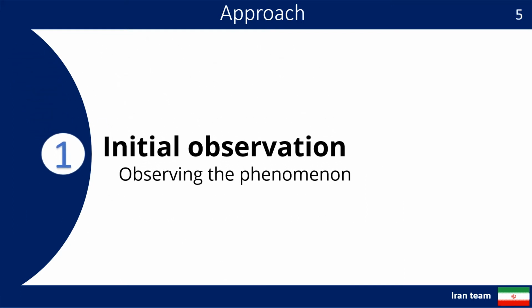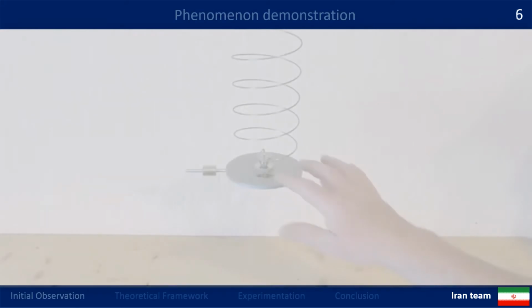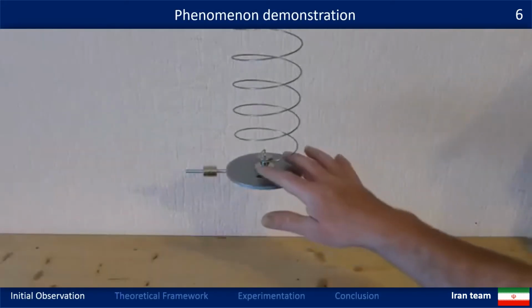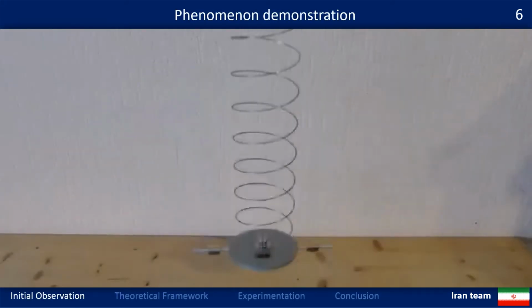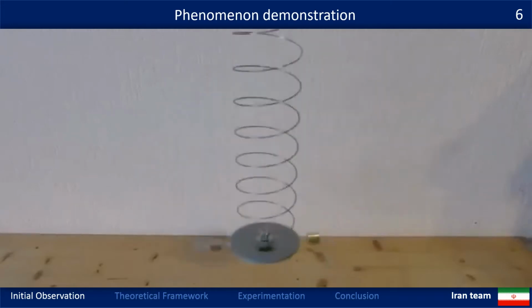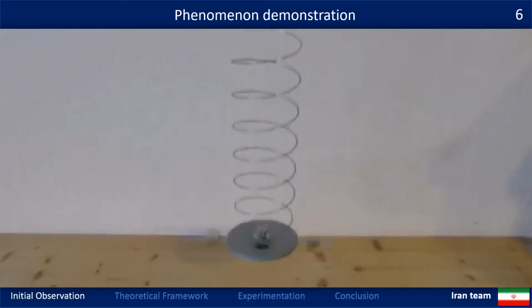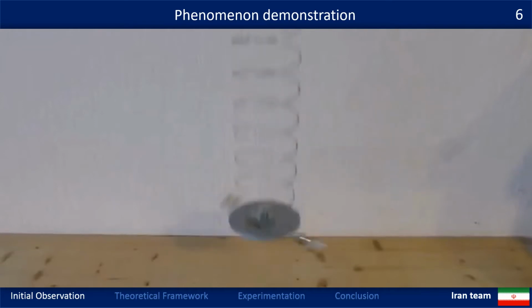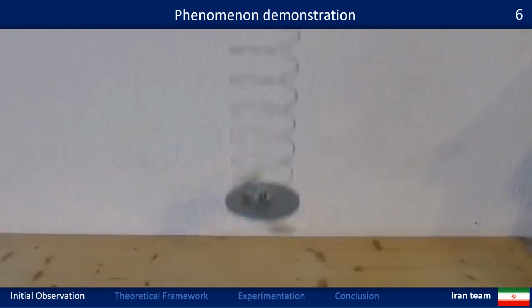So let's first start with the initial observation. As you can see, given an initial push in the vertical direction, the translational motion up and down turns slowly into rotational. In other words, the mass starts spinning around its vertical axis.